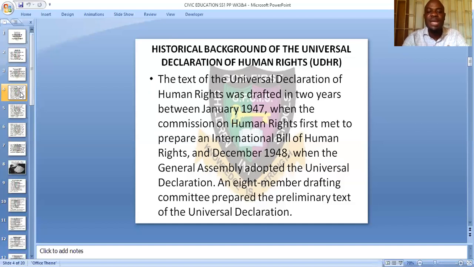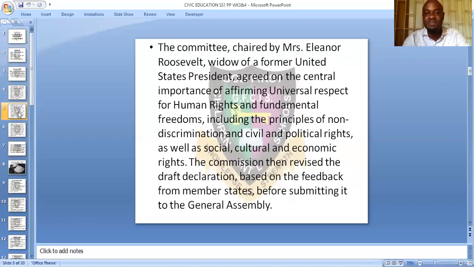Moving on, an 8-member drafting committee prepared the preliminary text of the Universal Declaration of Human Rights. As a result of this, they appointed an 8-member committee in order to prepare the text of the Universal Declaration of Human Rights. And the committee was chaired by Mrs. Eleanor Roosevelt, who happened to be the widow of a former United States president.